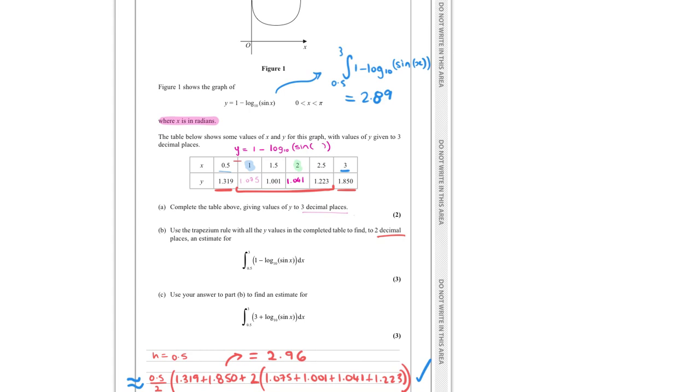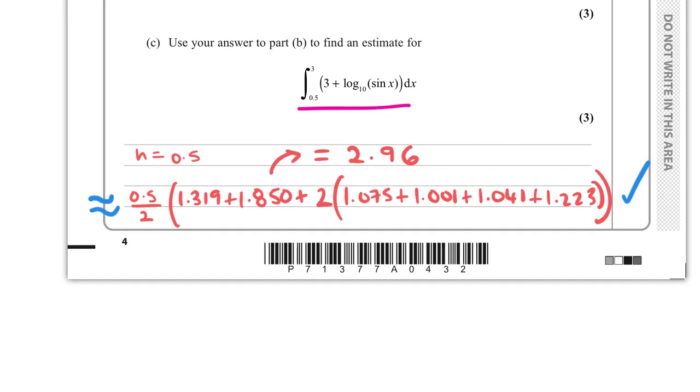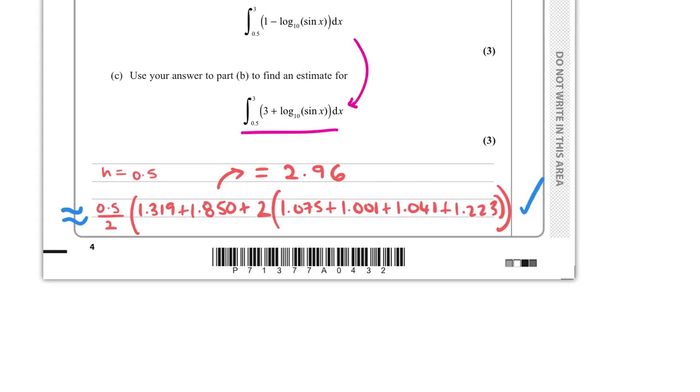Then it says, part C, use your answer of part B to find an estimate for this one. Okay, so this is where people get caught out. So, first of all, what do we notice? How can I make this to this? Well, first of all, by the way, this is just a transformation. Okay, we've added 2. So the graph is moved up by 2. So we know that the area is going to be bigger if the graph is moved up.